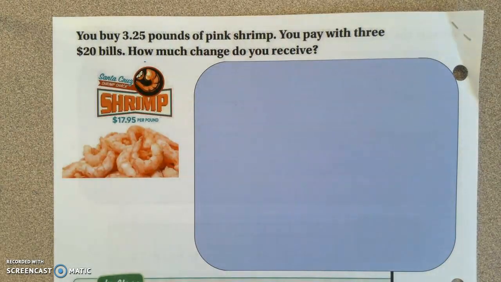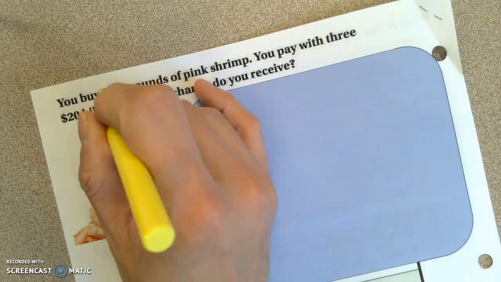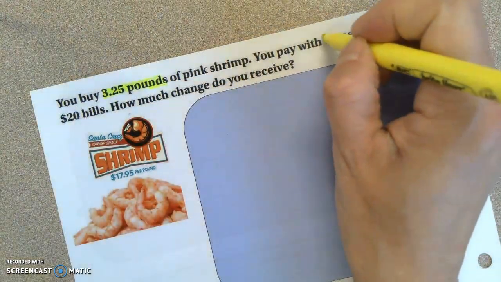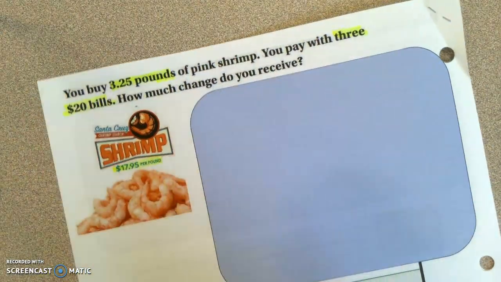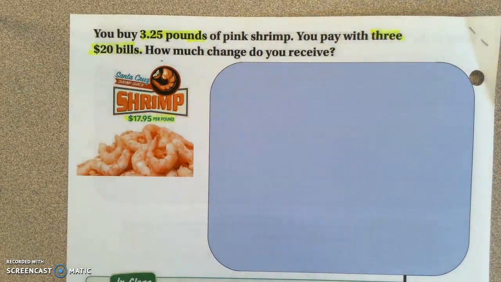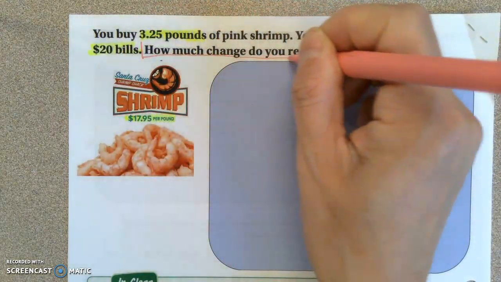So you buy 3.25 pounds of pink shrimp. You pay with 3 $20 bills. How much change do you receive? So we're going to mark what's important. You can highlight it, underline it, but we need to know how much shrimp did we buy? How did we pay? Okay, here's the cost of the shrimp. And then the question that we want to make sure we answer in a complete sentence is how much change did you receive?